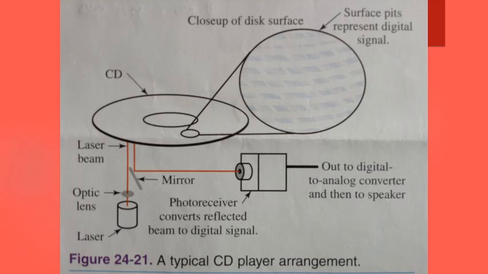The CD itself contains many tiny pits smaller than a human hair. The quantity and length of the pits varies over the disc. This information represents the recorded sound pattern. The laser light hitting the photoreceiver varies in intensity depending on whether the beam is reflecting from the pit or reflecting from the flat area of the disc.